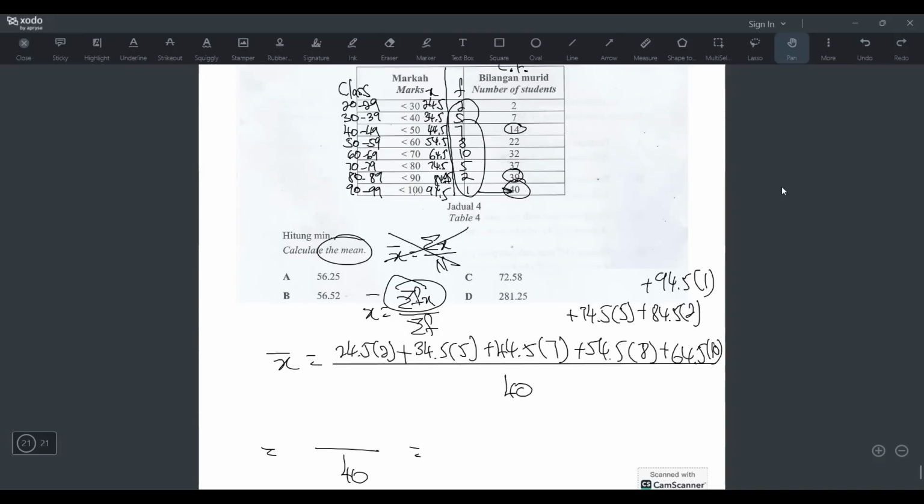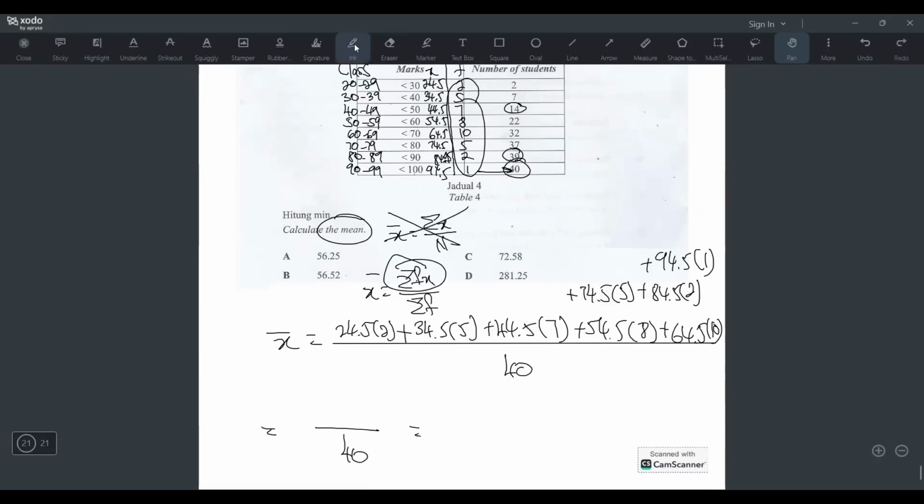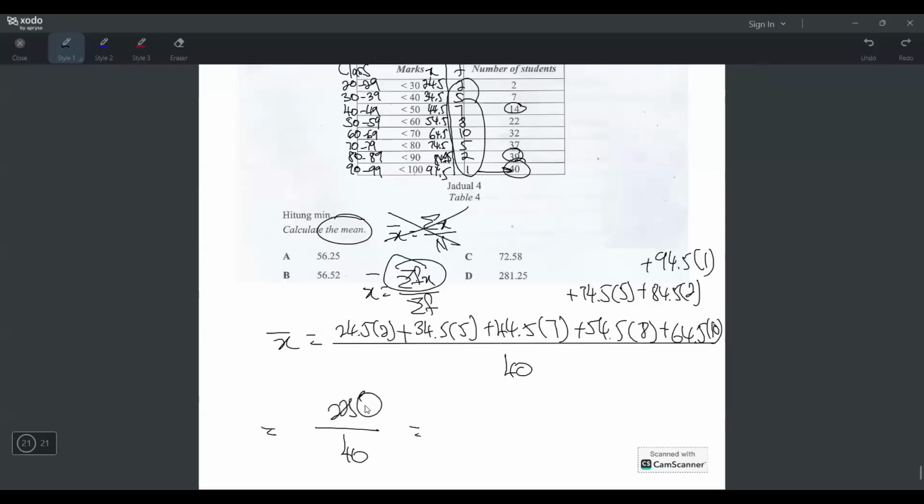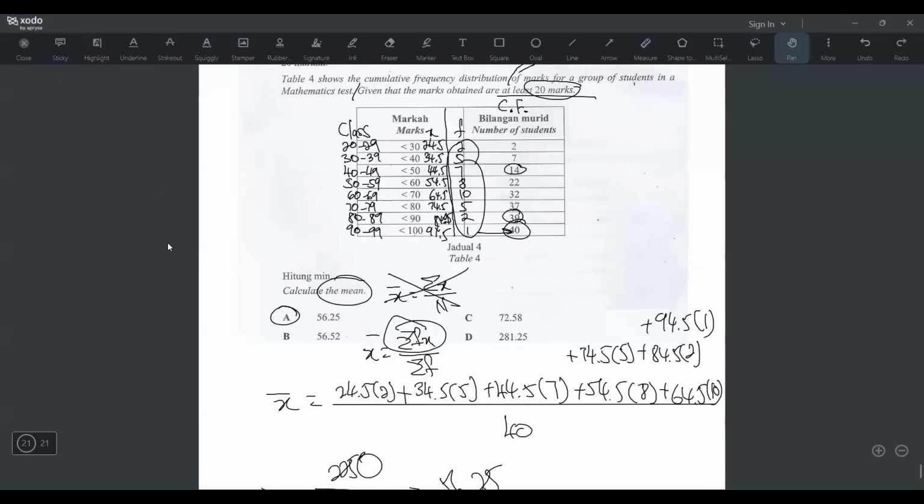Okay, let's press. 24.5 times 2, 34.5 times 5 plus 44.5 times 7 plus 54.5 times 8 plus 64.5 times 10 plus 74.5 times 5 plus 84.5 times 2 plus 94.5 times 1. Okay, my calculator gives me 2250. So I think now I have to divide by 40, right? So let's see what happens. Divide by 40. My calculator gives me 56.25, right? So is there an answer? 56.25. Yes, there's an answer here. So the answer is A.